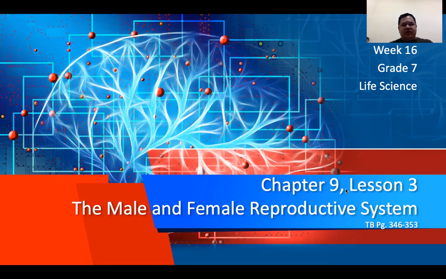So for the lesson, we are still on chapter 9, lesson 3. This is all about the male and female reproductive system. For your reference, you must have your textbook on page 346 up to 353.